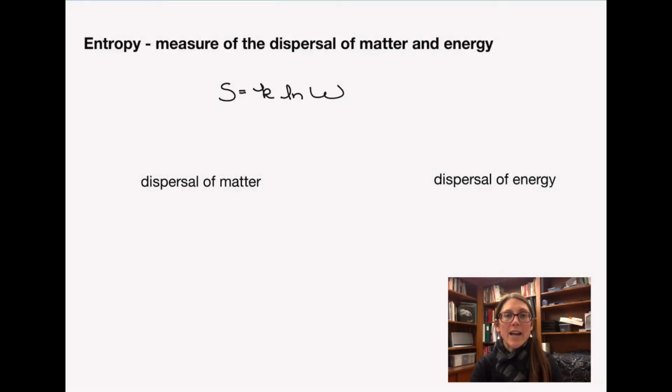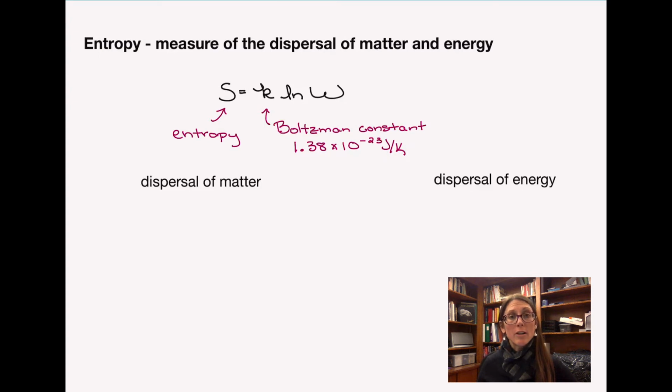Entropy is defined as a measure of the dispersal of matter and energy. Mathematically, we use the expression big S, which is the symbol for entropy, is equal to k, the Boltzmann constant, multiplied by the natural log of W, which is the number of microstates available to the system. A microstate is a way you can arrange your particles.